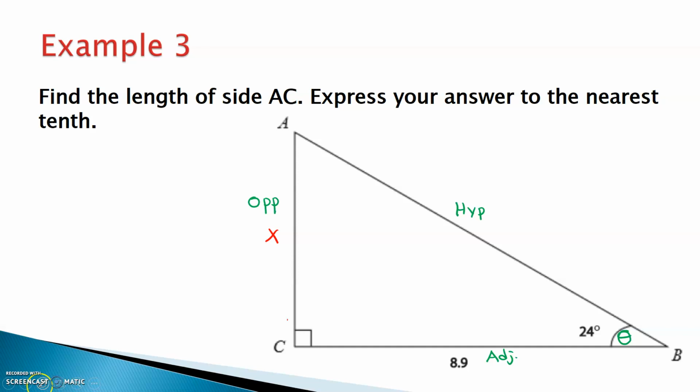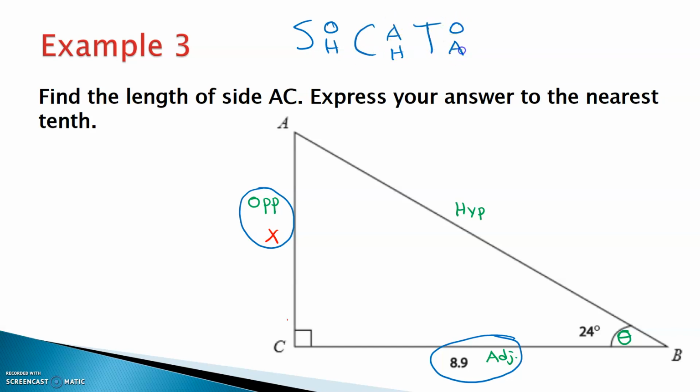Okay, let me ask myself those questions again. What do they give me? They give me adjacent. What do I want to figure out? My opposite side, which is X. I should have copied this before. All right, so what has opposite and adjacent in it? That's going to be tangent. And again, that's opposite over adjacent. So tangent of theta is equal to your opposite side over your adjacent side.